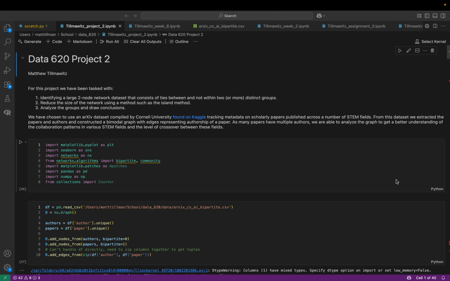For this project, we've been tasked with identifying a large two-node network dataset consisting of ties between, and not within, two or more distinct groups, reducing that network using a method such as the island method, and analyzing the groups and drawing conclusions. So I have chosen an arXiv dataset compiled by Cornell University that can be found on Kaggle, tracking metadata on scholarly papers published across a number of STEM fields.